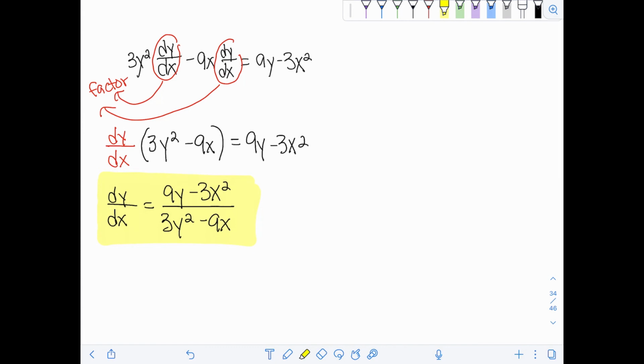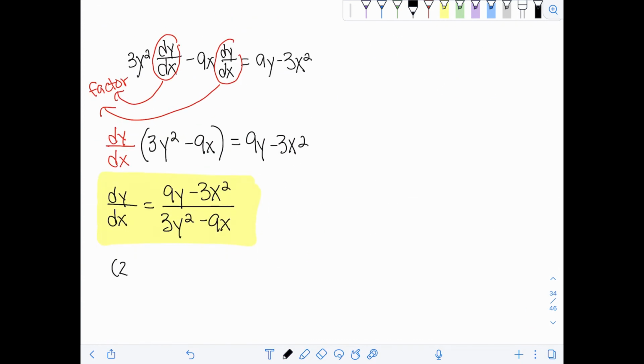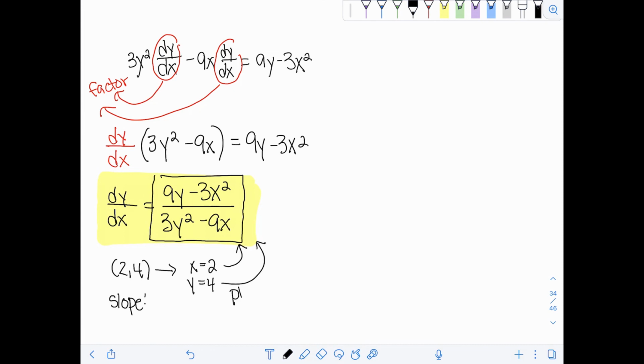And so at this point, we've found our derivative dy dx. Now if you recall, our goal was to actually find the tangent line. So let's go back and look at the question. We wanted to know the tangent line at the point 2, 4. So we could go ahead and find the slope. Since our derivative has both x and y in it, this is where you have to actually plug in an x and a y. If you have an ordered pair, that means x is equal to 2 when y is equal to 4. So that's what you plug in to find your slope at that point.